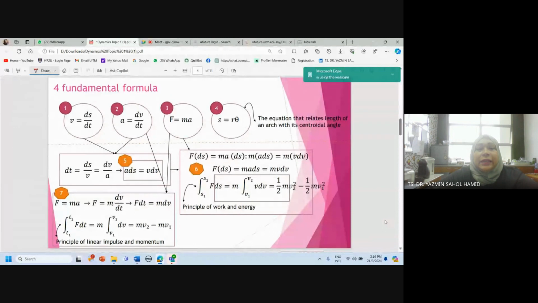Okay, in the subject of dynamics, there are actually three main formulas. The main formulas are v equals ds/dt, a equals dv/dt, and a ds equals v dv. These are the three main formulas in dynamics, and these formulas are called the basic kinematic formulas.